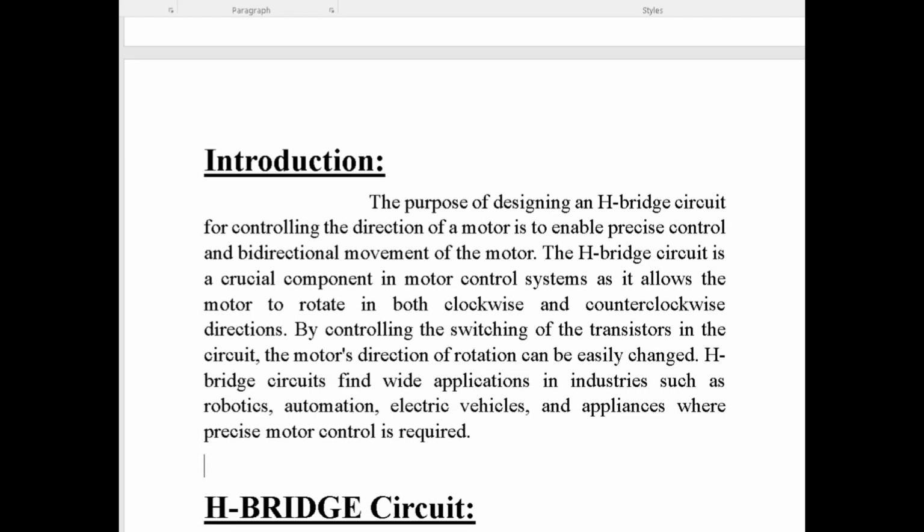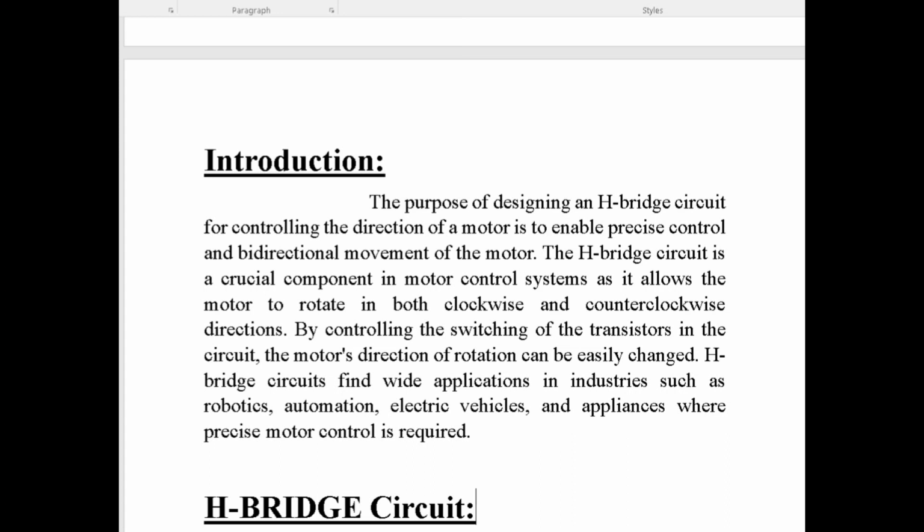Now, H-bridge is very important in industry. For example, H-bridge is used in robotics, arms, automation, electric vehicles, and appliances where precise motor rotation is required. Now, we can have a discussion on what to use, like a switch or BJT transistors, but here, by controlling the switching of the transistors in the circuit, the motor direction can be easily changed. Now, this was the introduction.